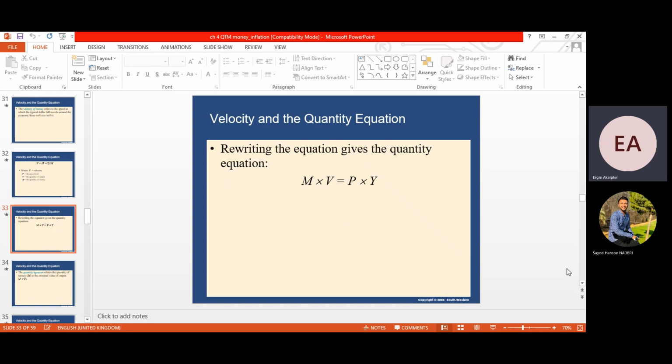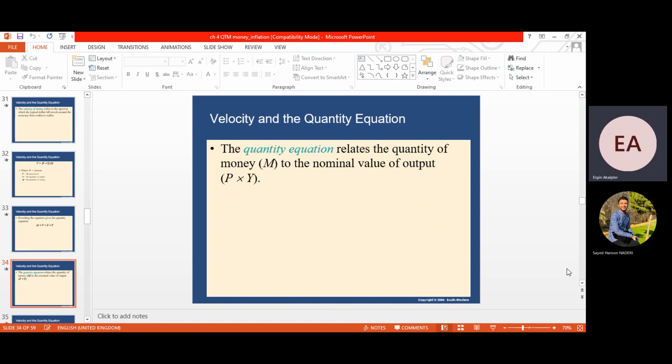Rewriting the equation gives the quantity equation as it is represented here: M multiplied by V is equal to PQ. Q or Y is the amount of goods and services produced in the system. As you are observing, the amount of money and the produced goods and services becomes very relevant when the price and the speed of money are also in circulation. The quantity equation relates the quantity of money to the nominal value of the output.